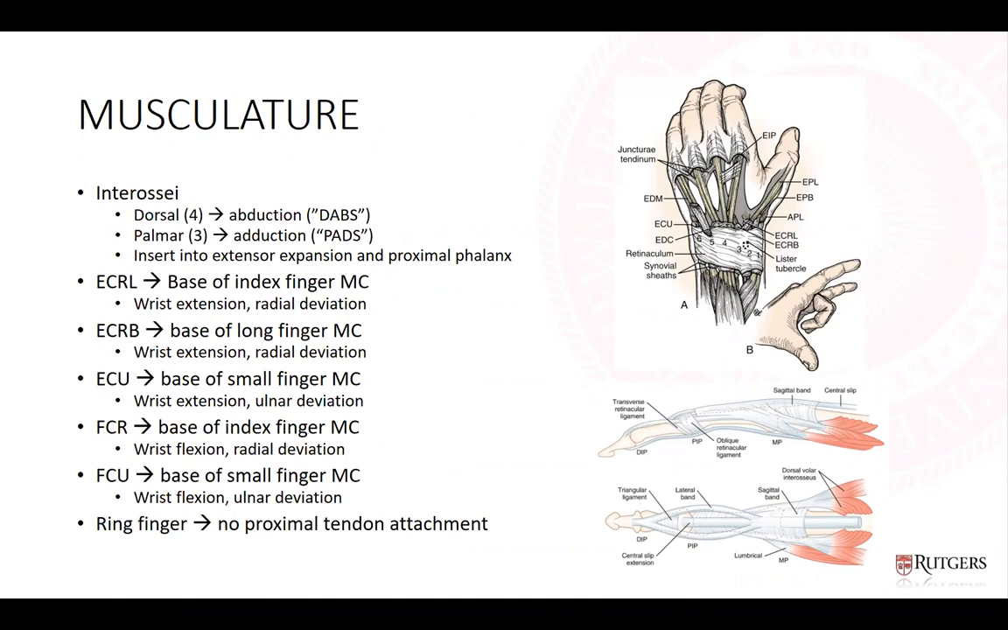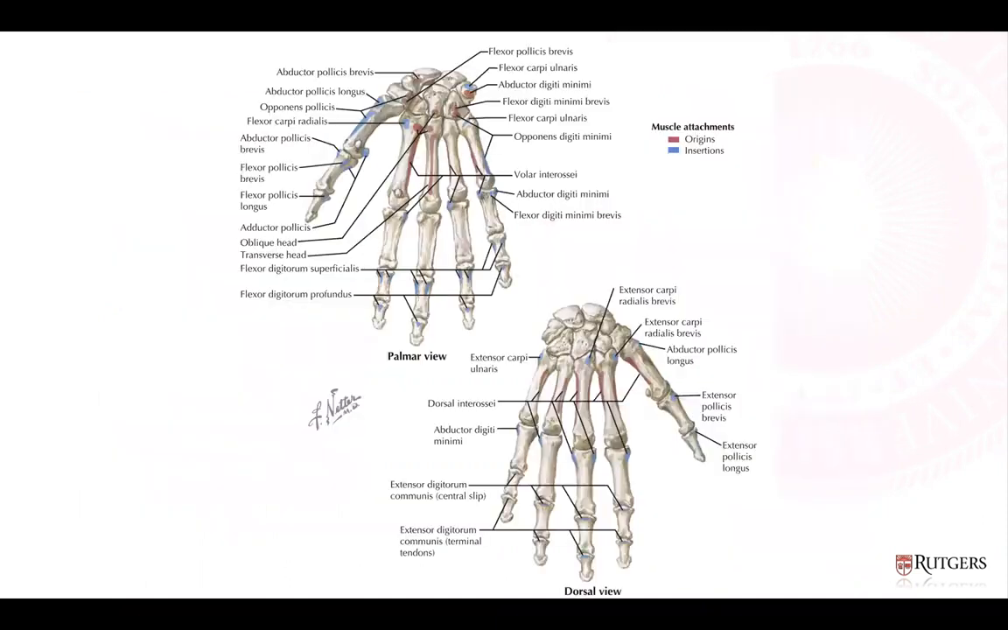The ECRL inserts at the base of the index finger metacarpal. ECRB is right next to that, at the base of the long finger metacarpal. ECU and FCU insert at the base of the small finger metacarpal, and FCR inserts at the base of the index finger metacarpal. The ring finger is the only finger with no proximal tendon attachment. This is just a Netter's example showing the muscle origins and insertions of the hand.